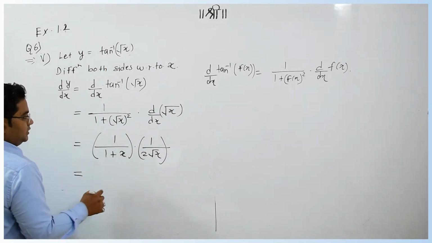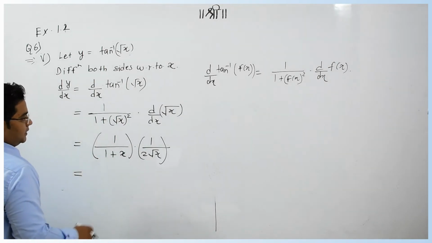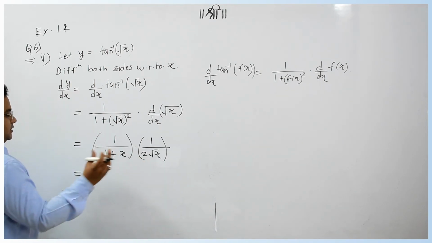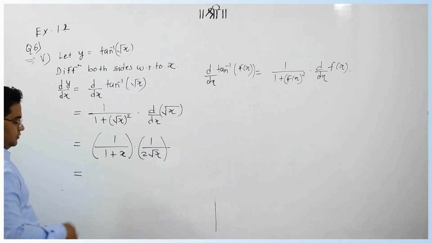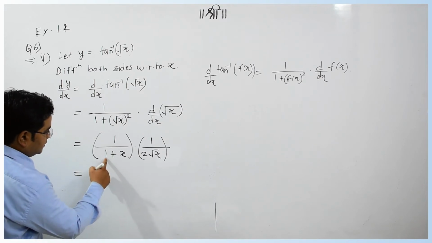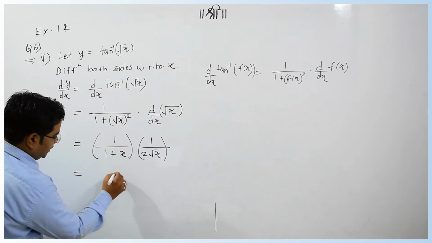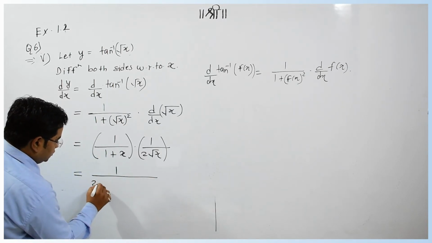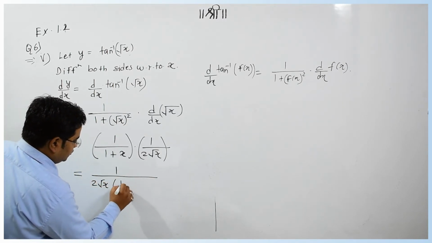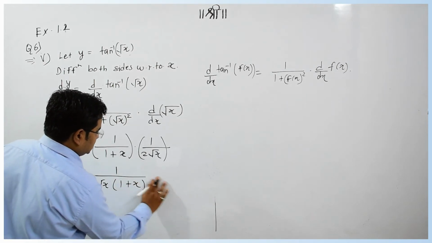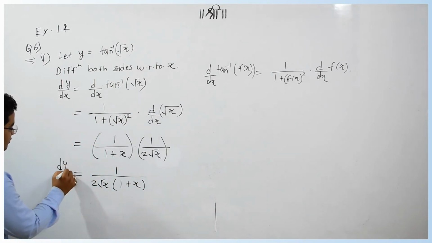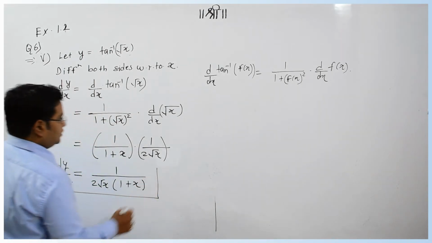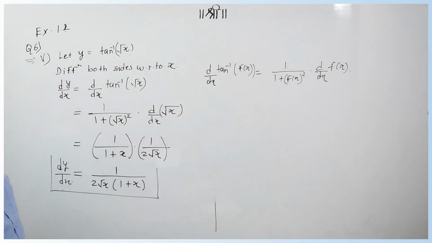Now next step, put it in bracket properly. Always use this bracket, this will give you the proper answer. So separating it, the combined answer will be 1 upon 2 under root of x into 1 plus x. That's it. So that's the value of dy upon dx of the given function. Now next question.